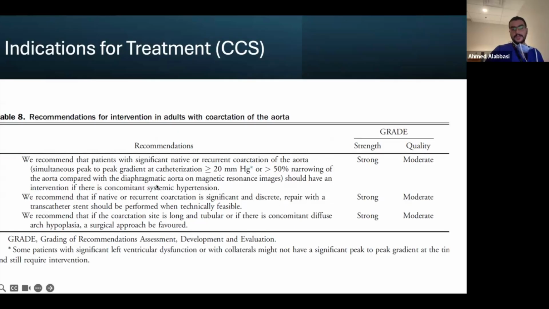So the key here is that these patients should be hypertensive. And if it's native or recurrent and discrete, then they would recommend a repair with a transcatheter stent if it's feasible. But if the coarctation site is long or narrow, or if there is diffuse arch hypoplasia, then a surgical approach is recommended.